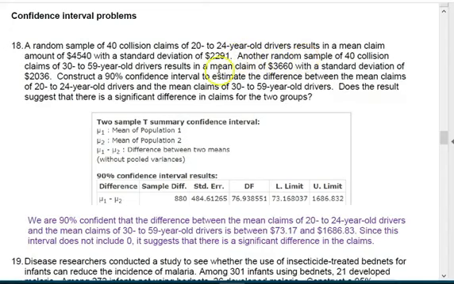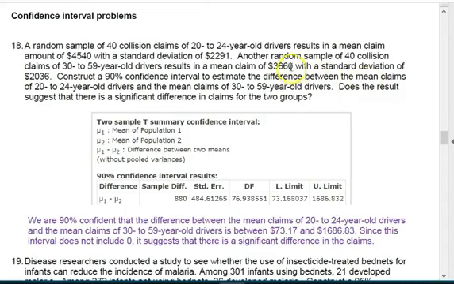This is where we have the mean claims for two different sets of drivers. But this time, instead of doing a hypothesis test, we're going to construct a confidence interval to estimate the difference between the mean claims of the two groups of drivers.